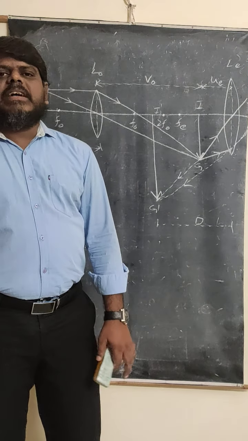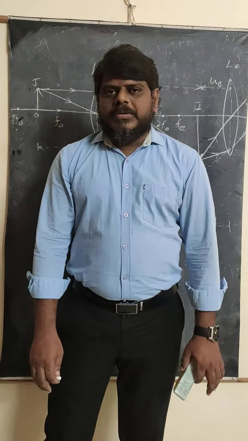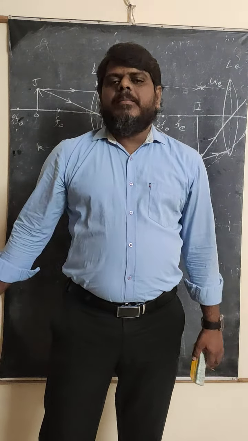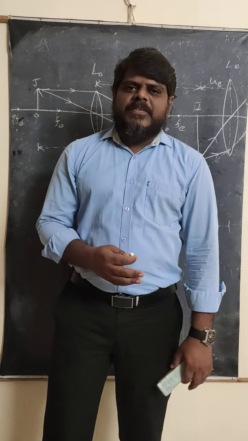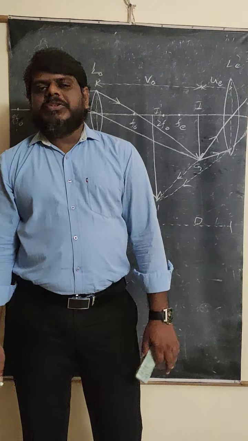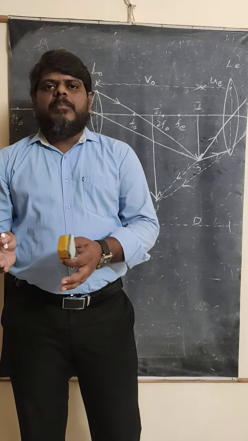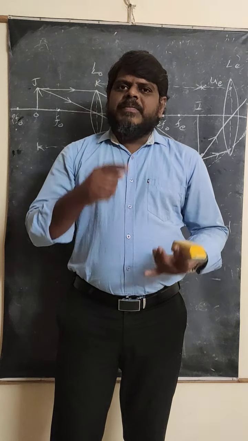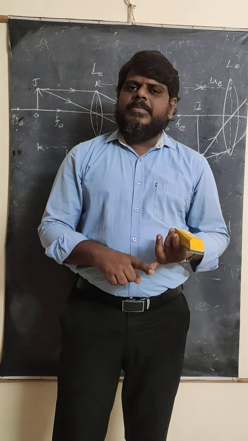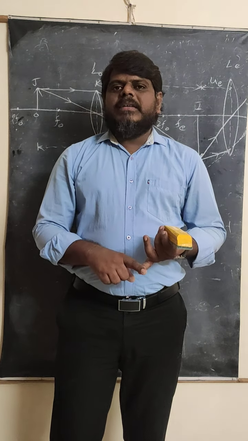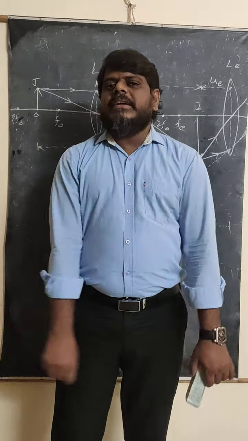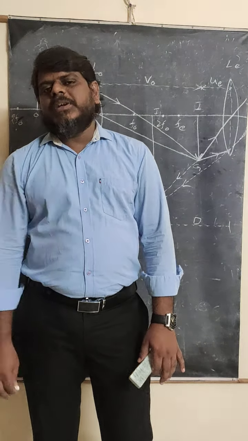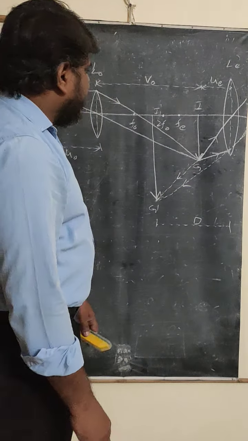Now it's time to discuss the magnification of the compound microscope. The magnification of the compound microscope is the same as that of the simple microscope. Whatever definition we use, the same type of definition we have to use, because the simple microscope and the compound microscope belong to the same category. What is the definition we have discussed? The angle made by the image at the eye to the angle made by the object, when both are placed at the least distance of distinct vision, is the magnification of the simple microscope. The same concept applies here.